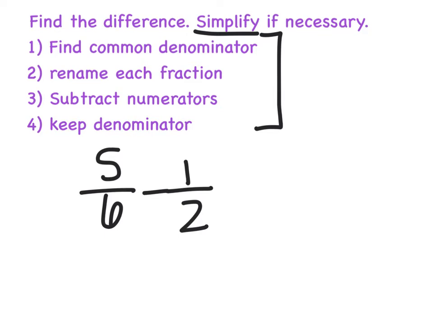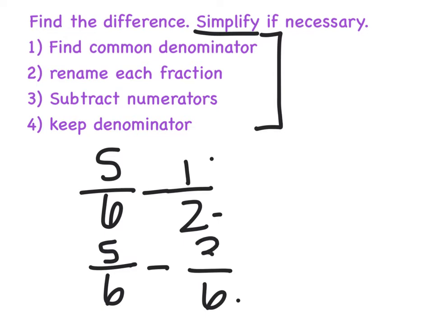So step 2 says to rename each fraction. 5/6 is already in 6, so I don't need to rename it. But 1/2 in terms of 6, we need to figure out what that is. 2 times 3 equals 6, so 1 times 3 equals 3. That's how you figure out the numerator. Step 3 says to subtract the numerators. 5 minus 3 is 2. And step 4 says to keep the denominator the same, 6ths.